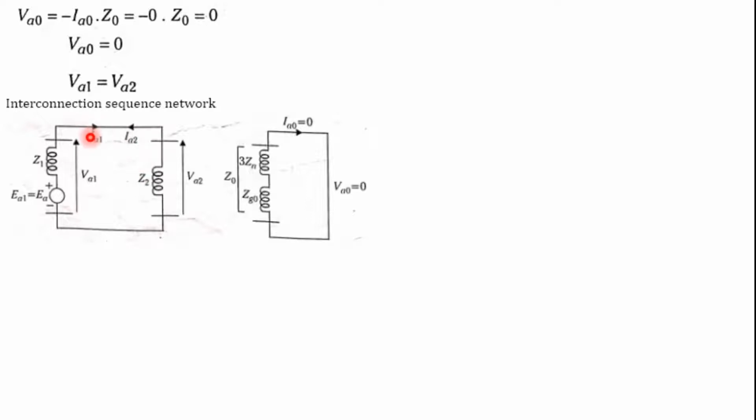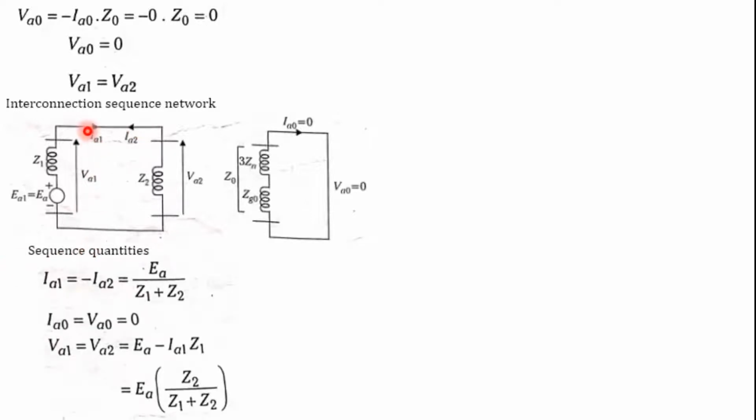So this is the right side arrow mark, this is the left side arrow mark. From this, for the sequence quantities, IA1 is equal to minus IA2, so it is opposite in polarity. IA1 is the source EMF EA divided by the total impedance, Z1 plus Z2. And IA0 and VA0 are going to become 0 because the current is 0.